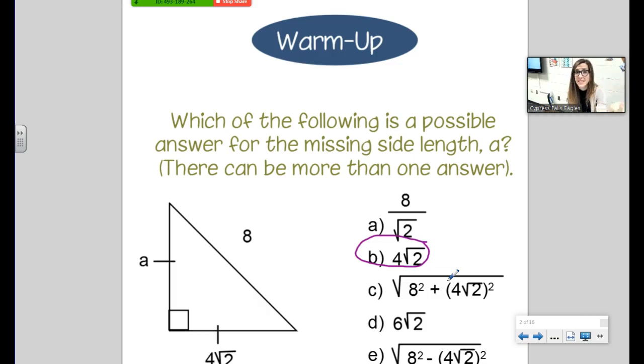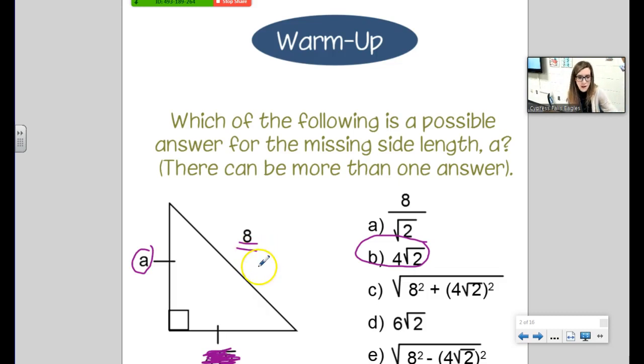But this problem was different. It said answer all the possible side lengths of A. So let's pretend they hadn't given us this. If we didn't have this, how would we find A from this number right here? What would we do? Like a step 1, how would you solve? You're just given this problem. You know the hypotenuse is 8, and that's all you know. How would you get from the hypotenuse to the leg?